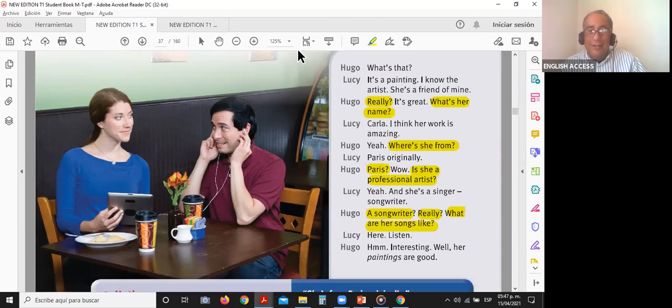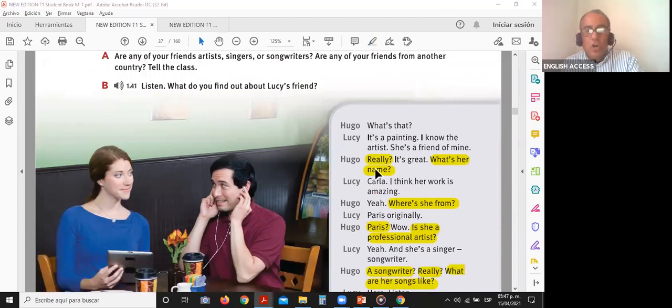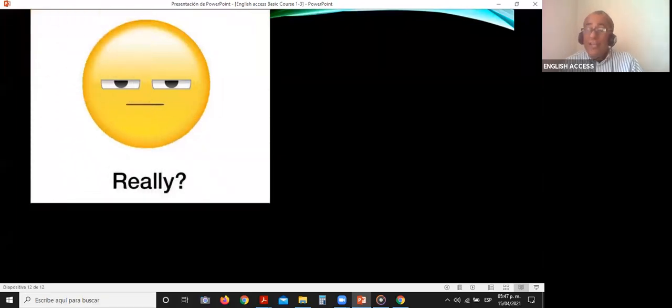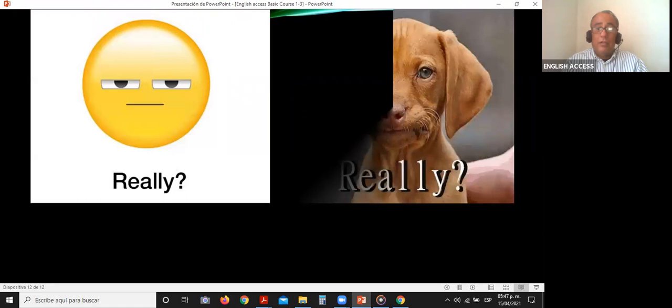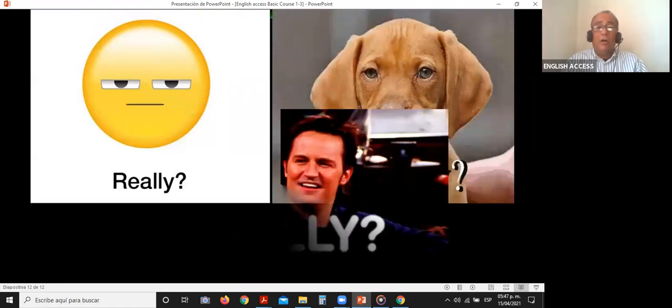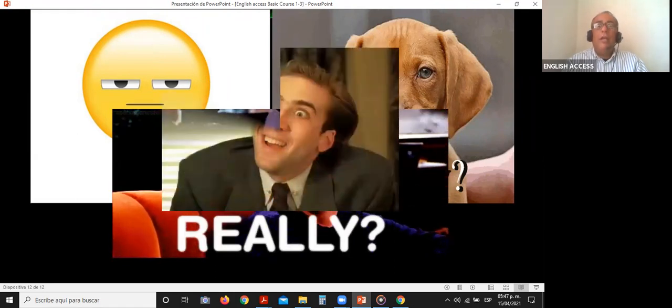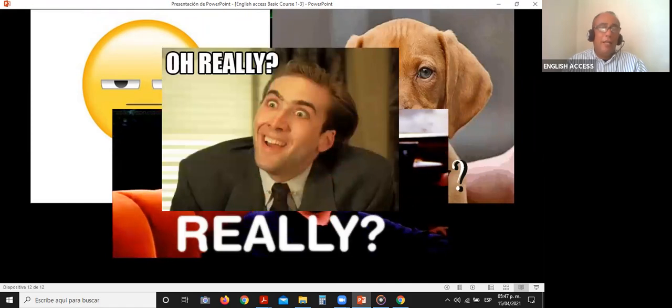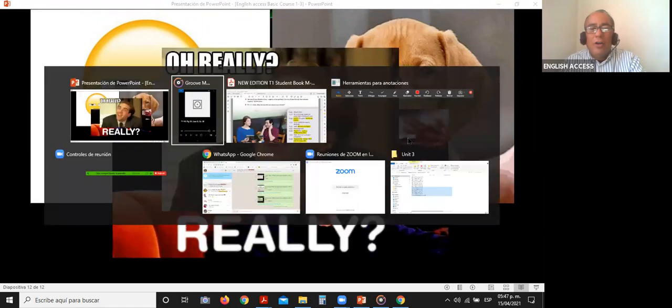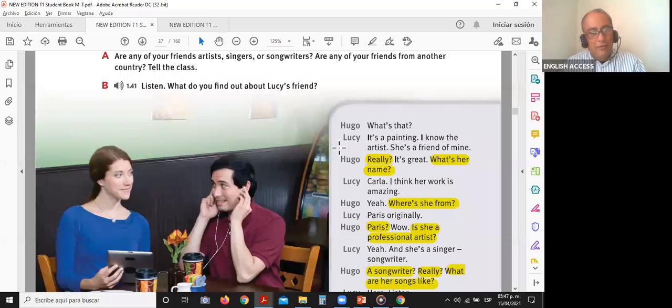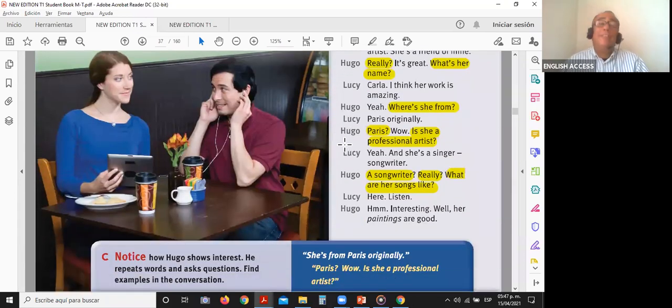Okay. So these are strategies for you to show interest in a conversation. Repeat the words or say the word really. You can say really and mean many things. Puede decir really y dar a pensar muchas cosas. Really? Or really? That depends on what you want to say, because sometimes you say really and you're being sarcastic.